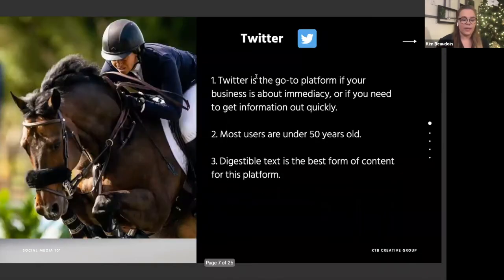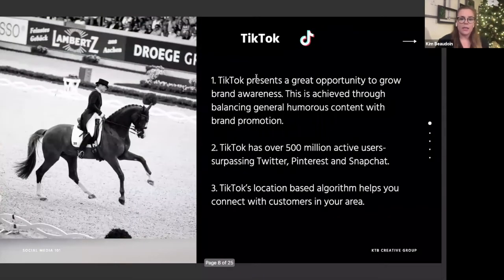The next platform is Twitter. So Twitter is the go-to platform for your business if it's about immediacy and if you want to reach out to followers with breaking news, announcements, important messages, and other in-the-moment information. Most users on Twitter are under 50, and the content that Twitter handles the best is digestible text, brief blasts of information. Those are really the best content examples for this platform.